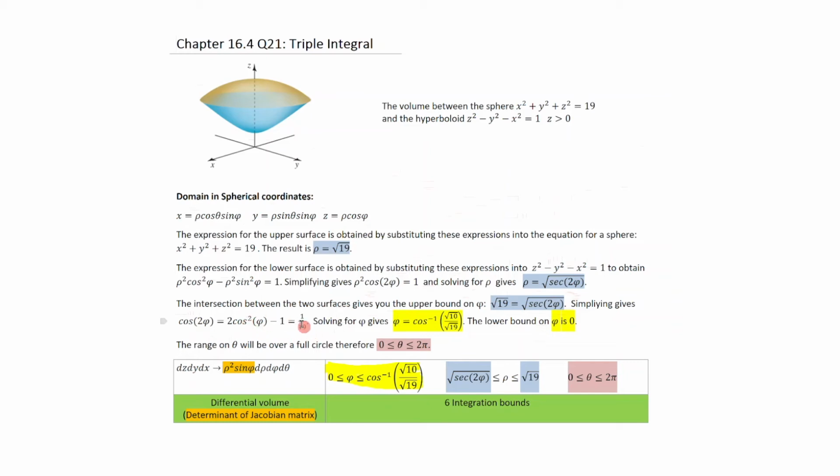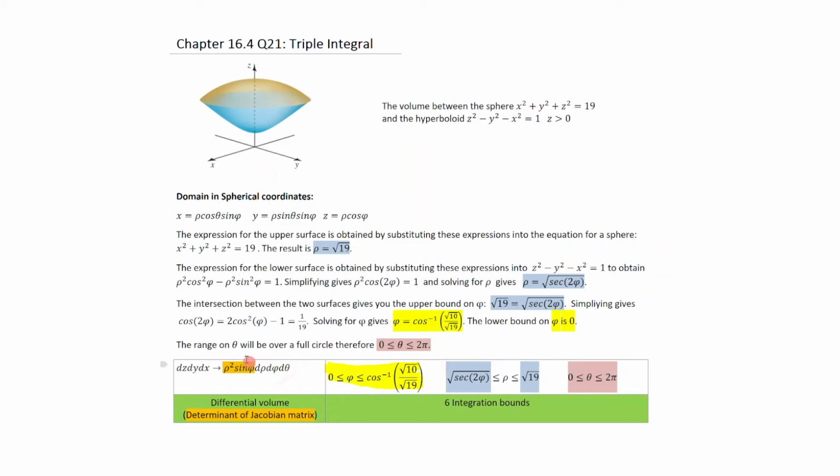If you then take this and solve for phi, you'll get phi equals cos inverse of root 10 over root 19. And the lower bound on phi will be 0. So phi equals 0 will be here, and phi equals cos inverse of root 10 over root 19 would be effectively this angle here. The range of theta will again be between 0 and 2 pi since you're doing a full revolution.